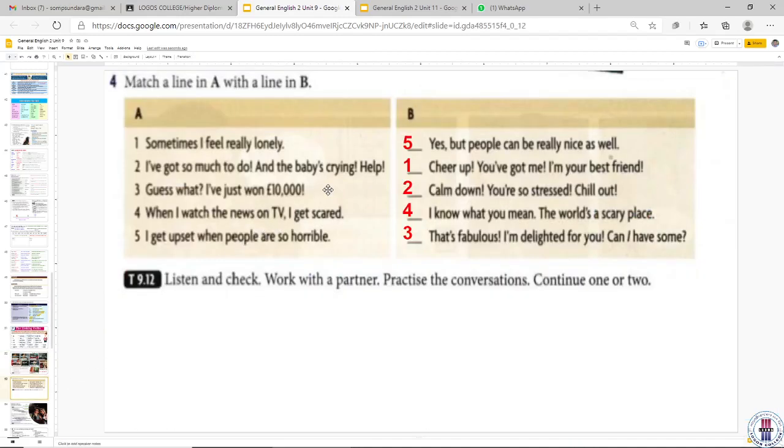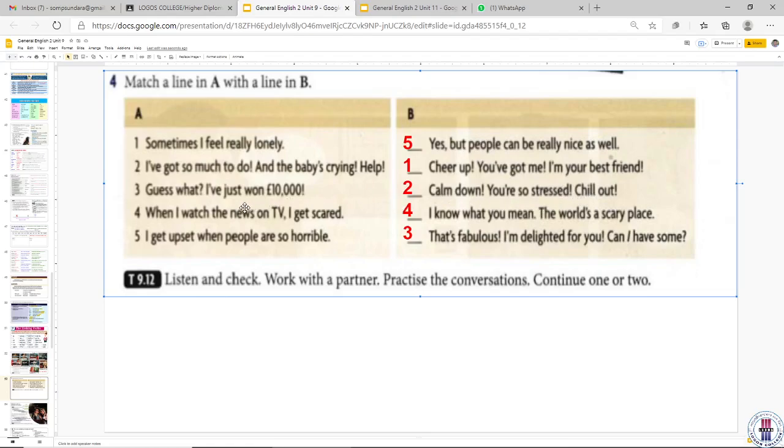Part four, they wanted you to match A to B. To save time, I answered them for you. If student A says, sometimes I feel really lonely, what would you say to help them? You would say, cheer up. You've got me. I'm your best friend. Number two, I've got so much to do and the baby's crying. Help. Here you would say, calm down. You're so stressed. Relax. Chill out.